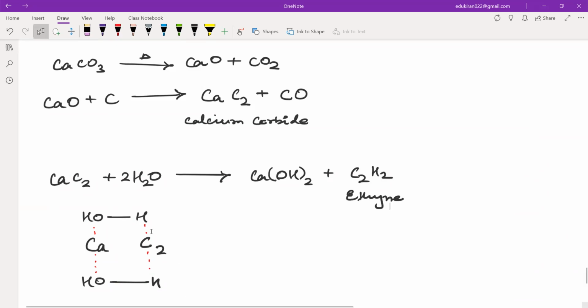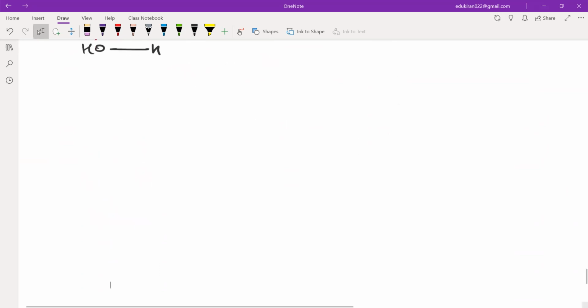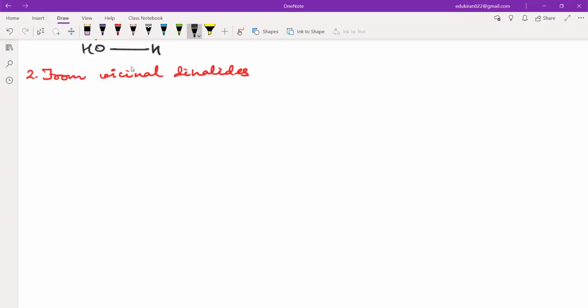Next is from vicinal dihalide. We have seen vicinal dihalide. Second, preparation from vicinal dihalides. Now, in vicinal dihalide, we start with simple molecules that have 2 halogen atoms attached to adjacent carbons. CH3, CH, CH2. Here we have Br, and here also we have Br. In the first step, we react this with alcoholic KOH.